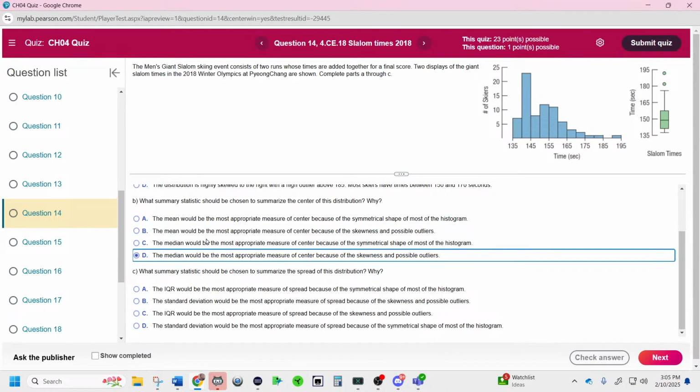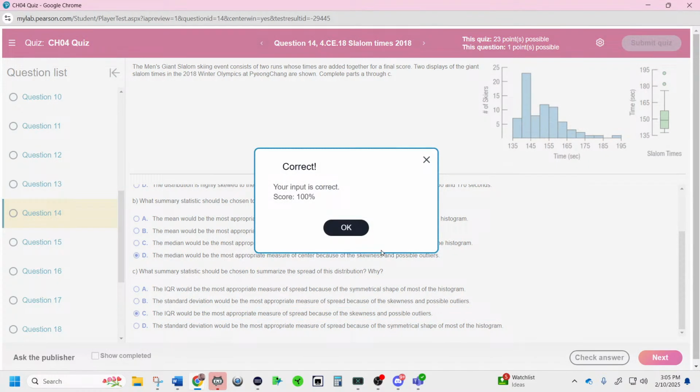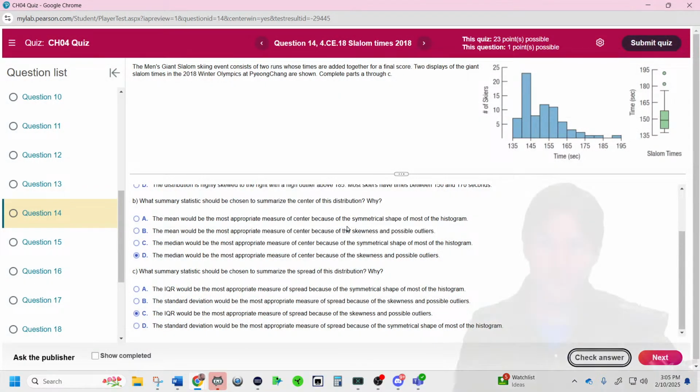Median is the measure of center. The measure of spread for skewed data is what? IQR. So the IQR is going to be best here because of the skewness and the outliers. And we got 100. Was that the one you wanted? Drop another one in the chat.